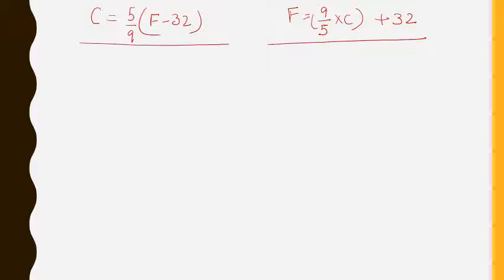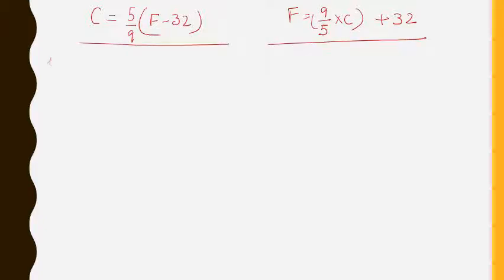So we have seen different temperature scales, and we derived two formulas yesterday. Today we will learn how to convert the temperature from one scale to the other. For this, first we will write the two formulas which we derived yesterday. The first one is C equals 5 by 9 into (F minus 32), and the second one is F equals 9 by 5 into C plus 32. These are the two formulas which we are going to use today.